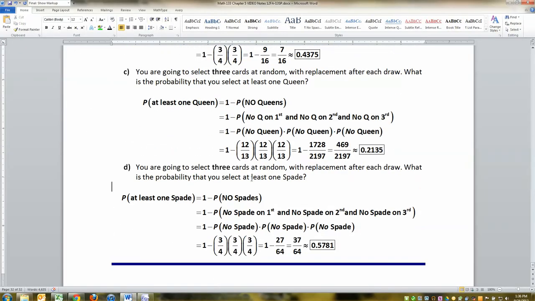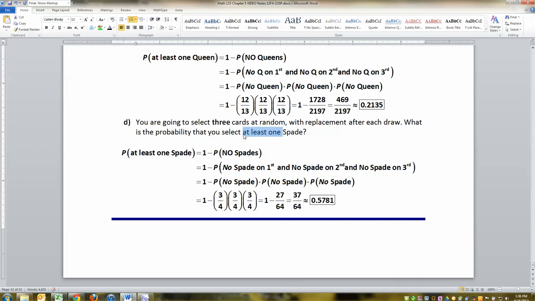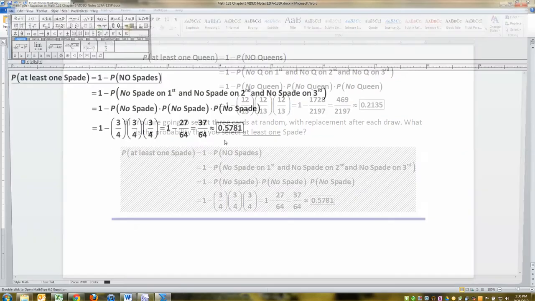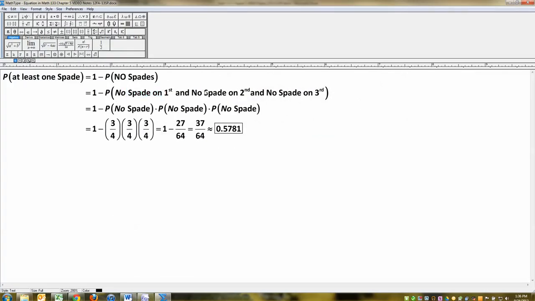Okay. Same with the spades. At least 1 spade, but now it's 3 cards. So you say, okay, I don't want a spade on the first. I don't want a spade on the second. I don't want a spade on the third. I find the probability of no spade, no spade, no spade. So I find the chances that all 3 of my cards are not spades. Here it is, right there. This 27 out of 64. That's chances that all 3 of your cards are not spades. If you don't have that, if you don't have it so that you have no spades, then you must have at least 1 spade. It's a double negative, right?